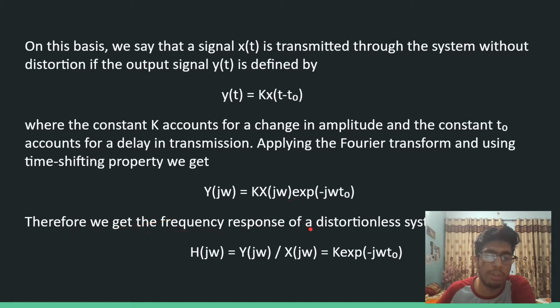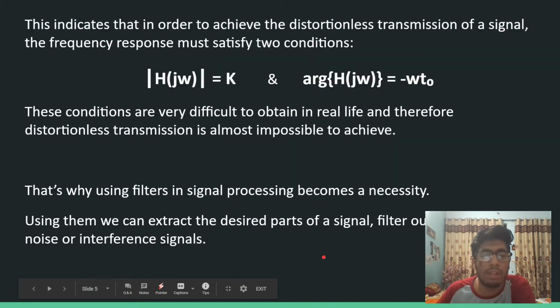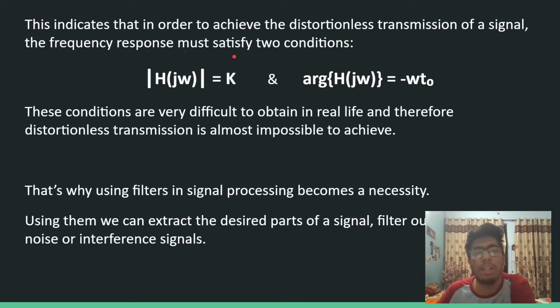Therefore, we get the frequency response or the transfer function of a distortionless system as H(jω) equals Y(jω) divided by X(jω), which is then equal to k times e to the power minus jωt0. This indicates that in order to achieve the distortionless transmission of a signal, the frequency response must satisfy two conditions. That is, the magnitude of the frequency response should be constant, and the argument of the frequency response equals minus ωt0.